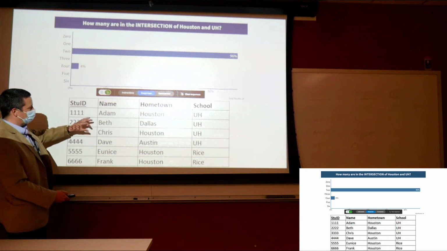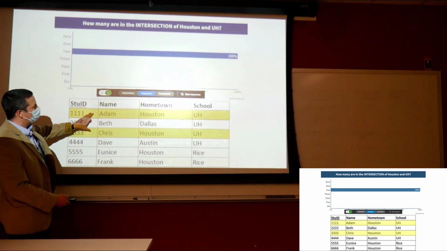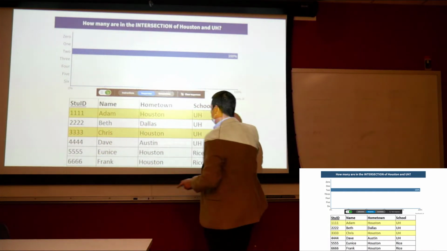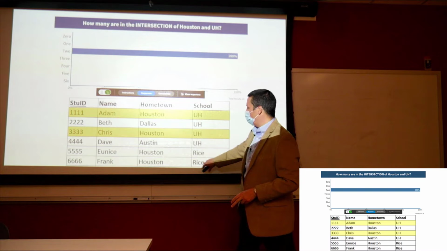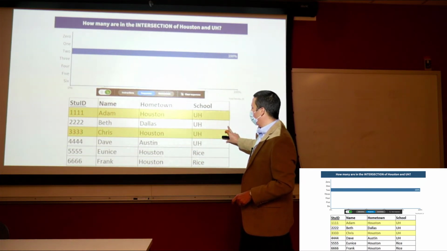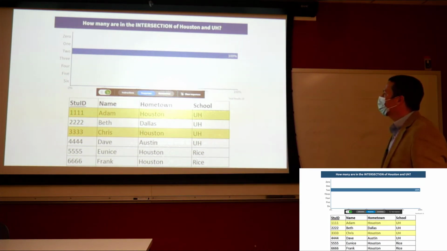And as I'm looking at this, it looks to me like Adam and Chris would be in the intersection of their hometown being Houston and attending UH. Right? Eunice and Frank are from Houston, but they attend Rice. These two people attend UH, but they're from Dallas and Austin. So 2 is the correct answer. 100% of you know it.